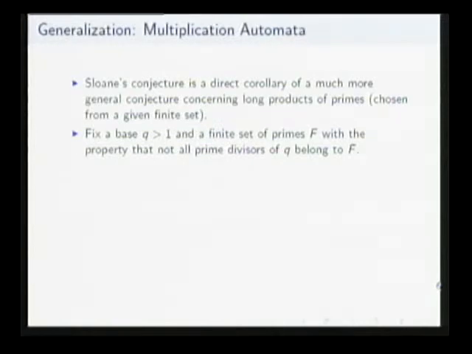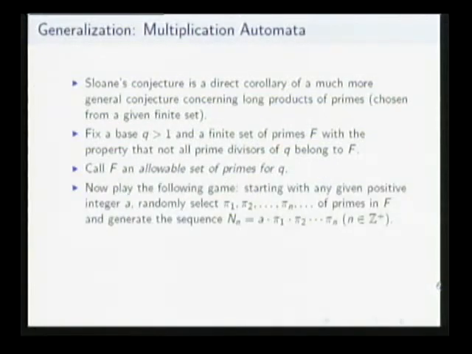And if I keep multiplying by 2 and by 5, I start getting more and more zeros. And there's no hope of having uniform distribution of digits like the one I'm suggesting. So not all prime divisors of the base should be in this set F. We call this an allowable set of primes for this base Q. And you play the game I just described to you.